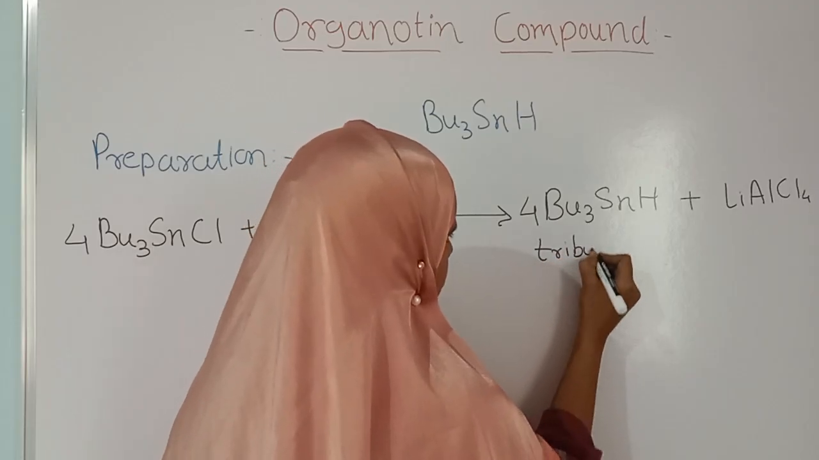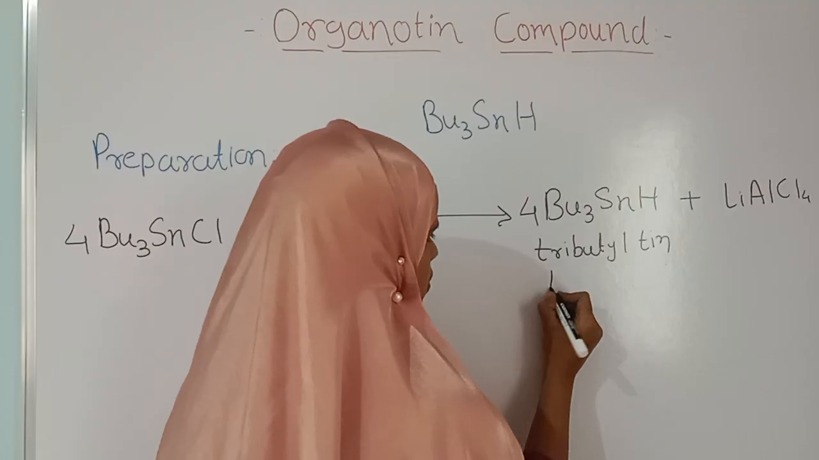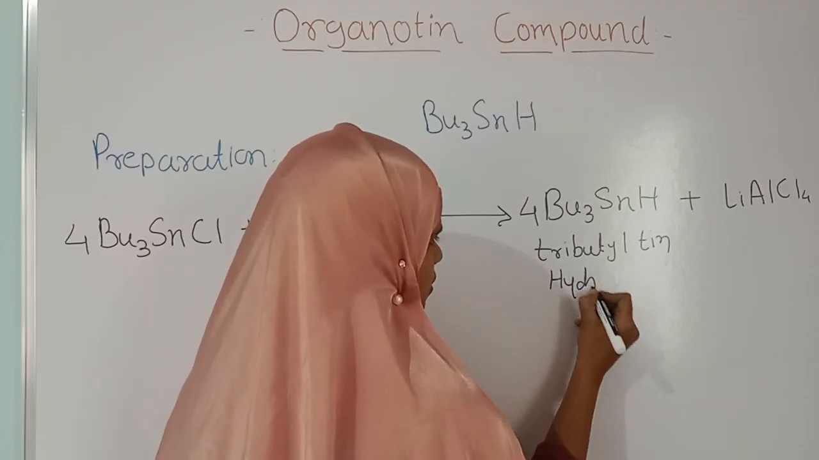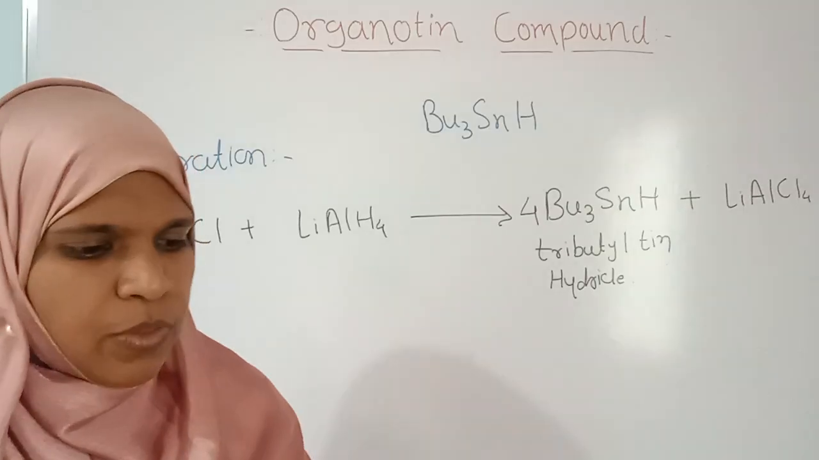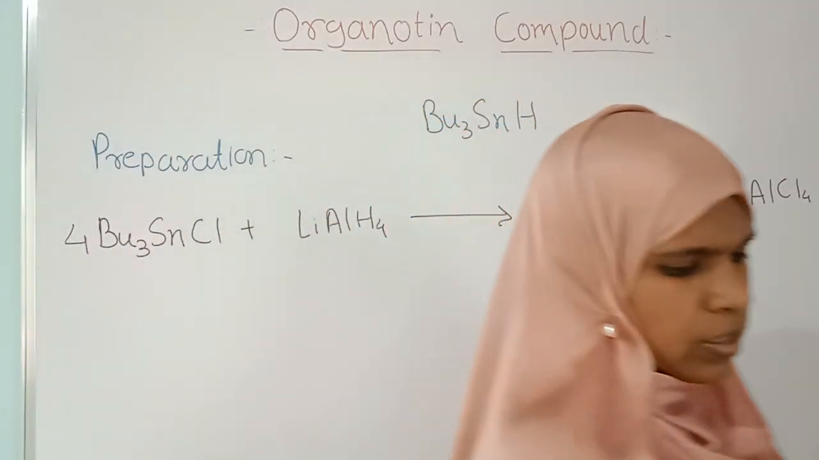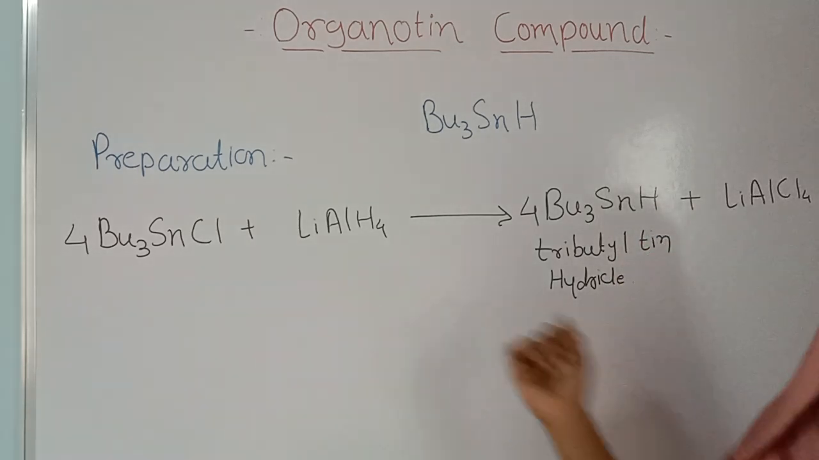This is our tributyl tin hydride, which is a reducing reagent. Tributyl tin hydride is a reducing agent because it has a hydride ion, like lithium aluminium hydride.